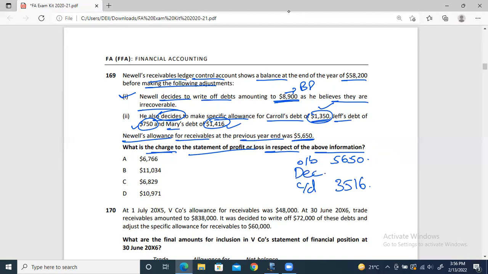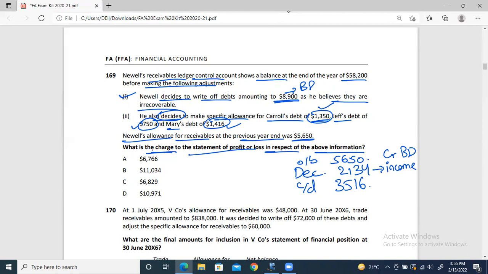So there is a decrease. Let's see, 5650 minus 3516. There is a decrease of 2134. That means this decrease will be written as income, or in other words, it will be a credit to the bad debt account. Now we need to tell the total charge. Let's see what the total charge is.